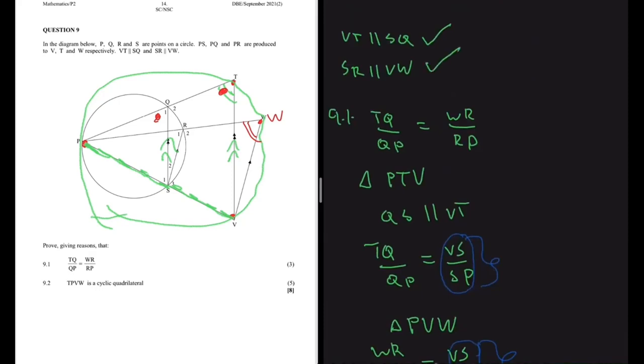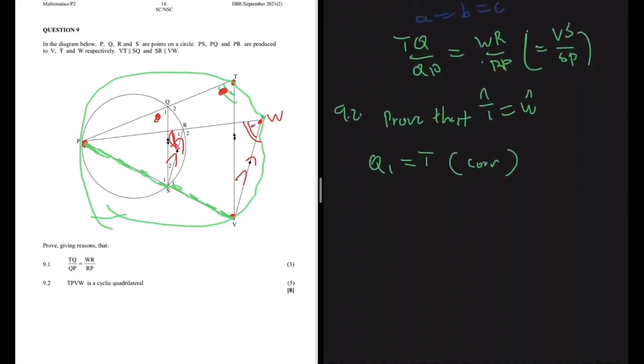SR and VW. Let me make SR clear. So if SR is parallel to VW, then angle R1 should be equal to angle W, right? They are also corresponding angles. So let's write that down. So we're saying R1 is equal to W, but we need T to be equal to W.